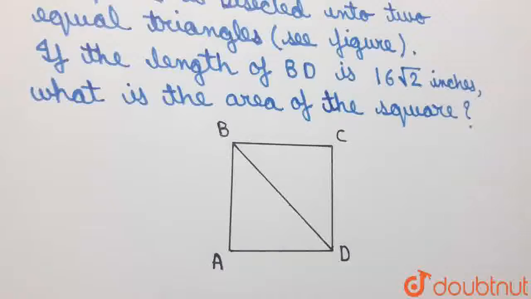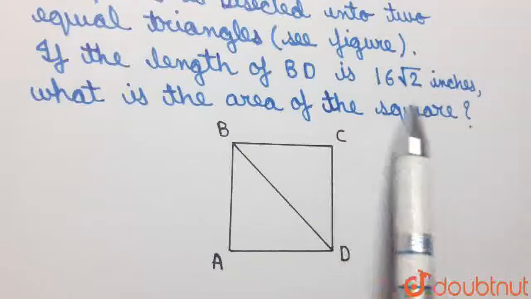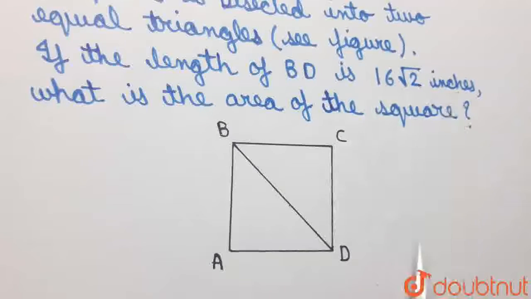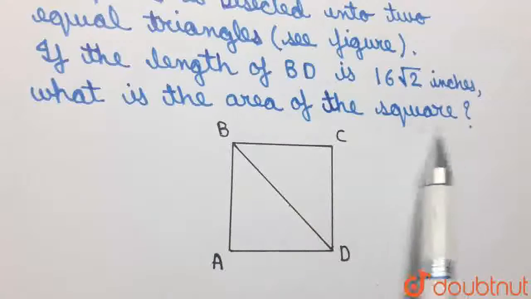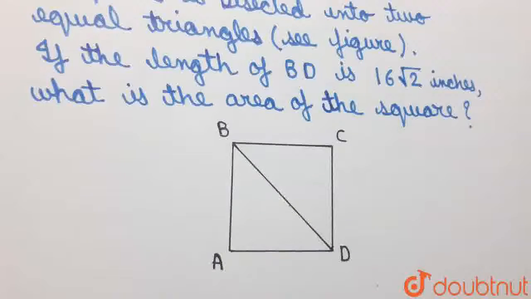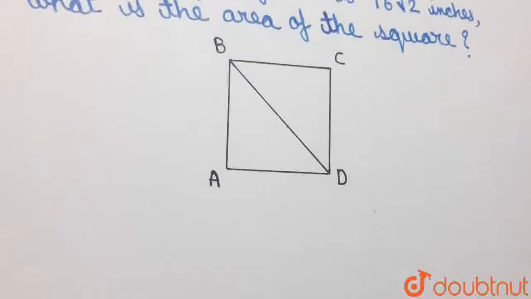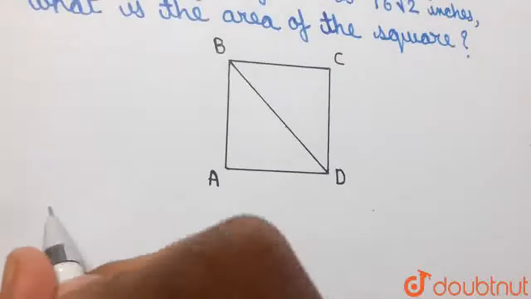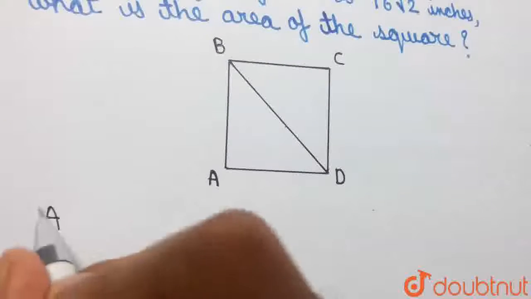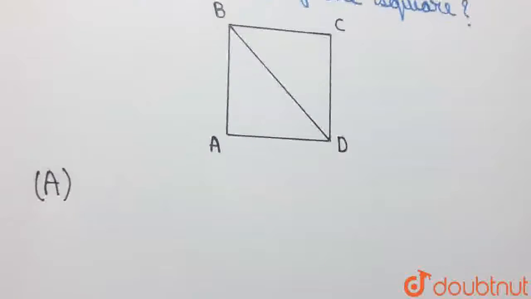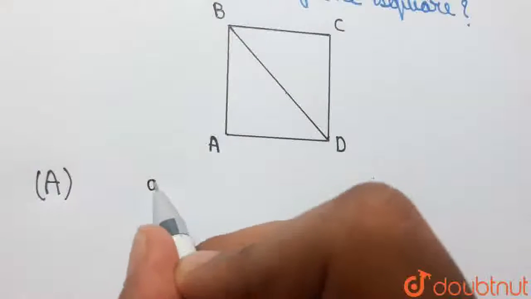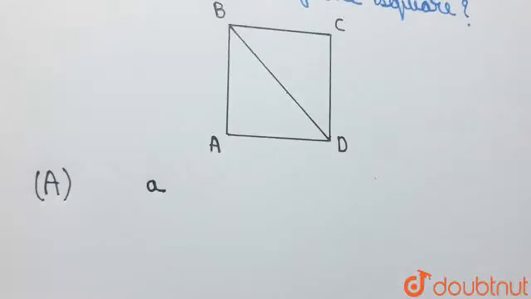Now as we can see, BD is nothing but the diagonal of this square, the diagonal joining the points B and D. So the length of the diagonal of the square has been given and we have been asked to find the area of the square. First of all, let us assume that the length of each side of this square is equal to A.